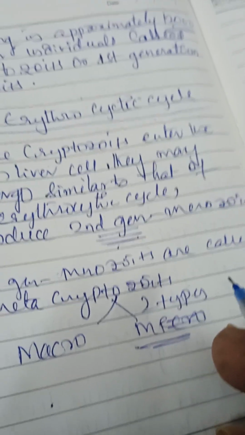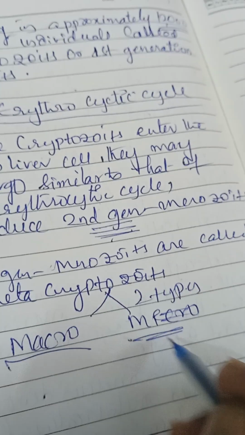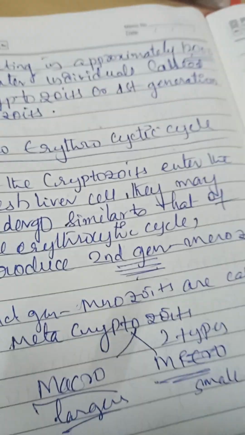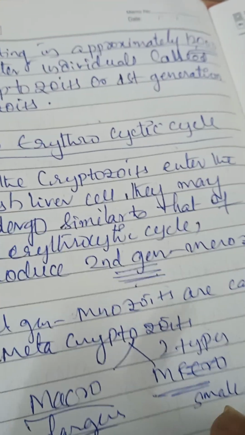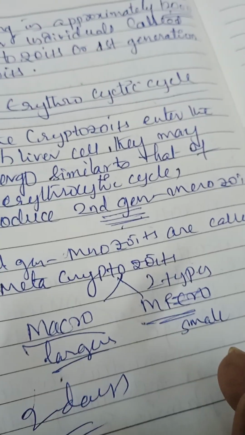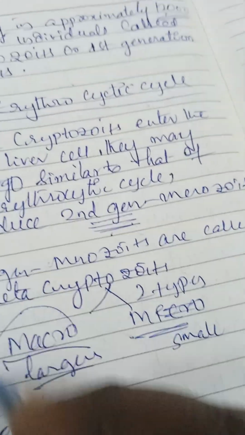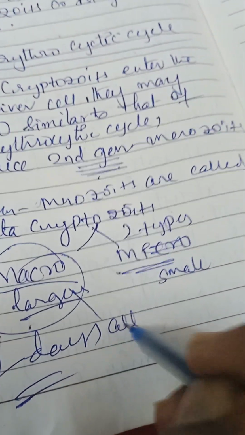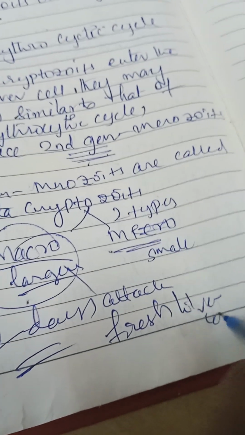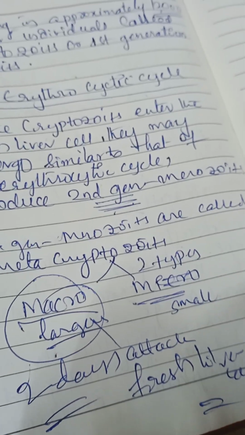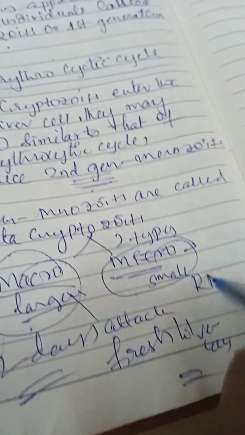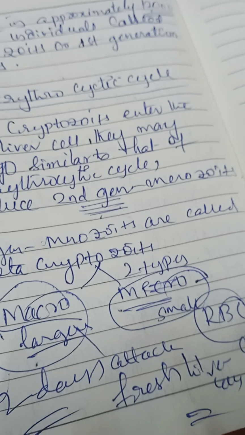The micro is smaller, the macro is larger. This will take approximately 2 days, right? Macrometacryptozoites attack fresh liver cells, and micrometacryptozoites attack the RBC cells.